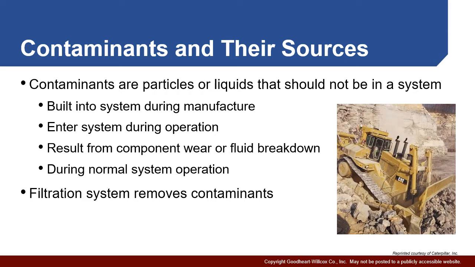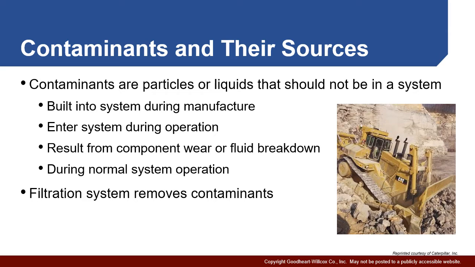Another area where contamination occurs is as components wear. As that material breaks down, that can potentially get in the system. This could be worn metal fibers, also could be seals breaking down, or even the fluid itself. Keep in mind, as fluid oxidizes, it potentially forms sludges and varnishes, which are other forms of contamination.